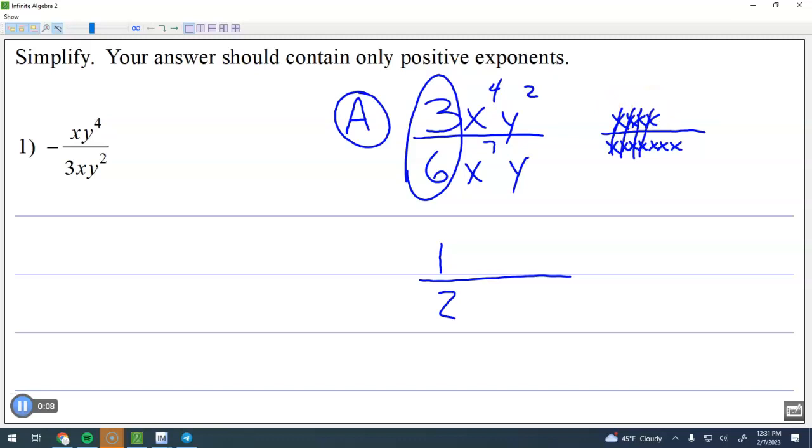3 of them, and where are they? On top or bottom? On the bottom. That's because that's where they were more to start with. So you subtract 7 minus 4 is 3, and then you put those 3 wherever it was bigger to begin. So this will be x to the 3rd, and it'll be on the bottom, because that's where there were more x's, and after you cancel them all out, that's where they're left over.